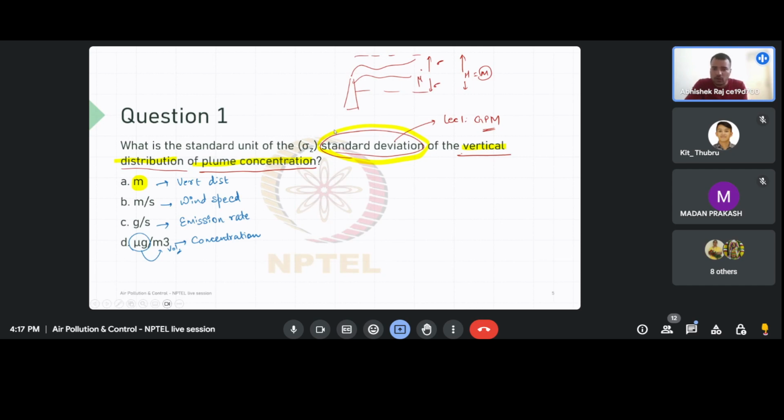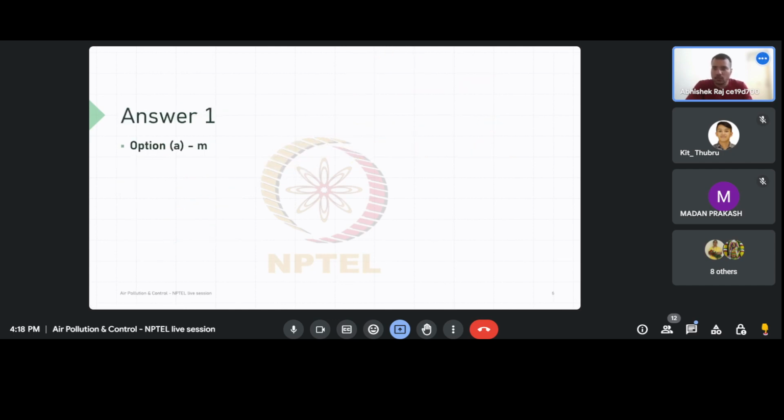And not just vertical distribution, but also if we have the horizontal distribution, that will also be measured in meters. So the correct answer is, I think most of you answered it. Option A, meters. I have told the other units also, so you should remember them. So option A, meters, is the correct answer.